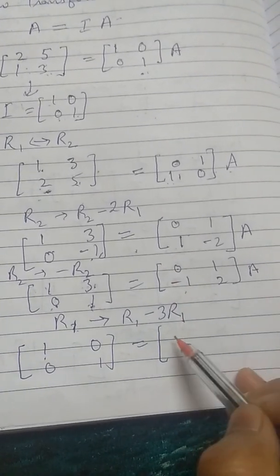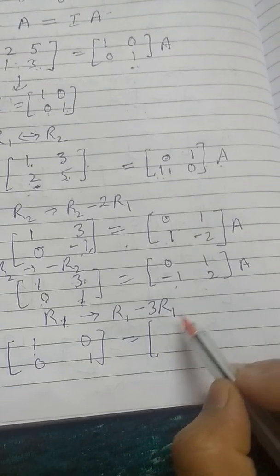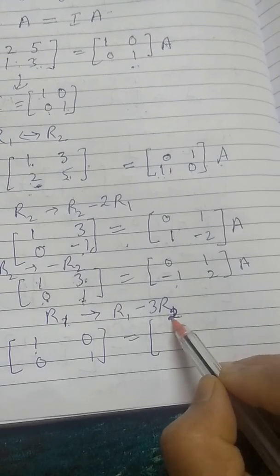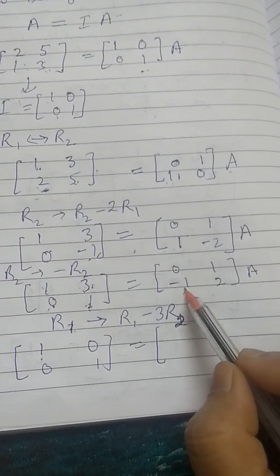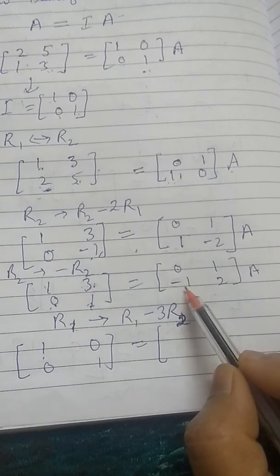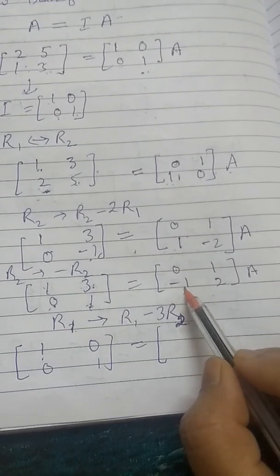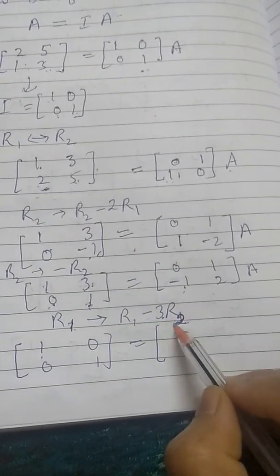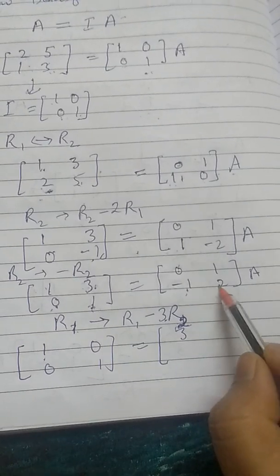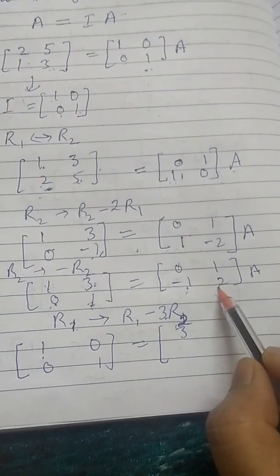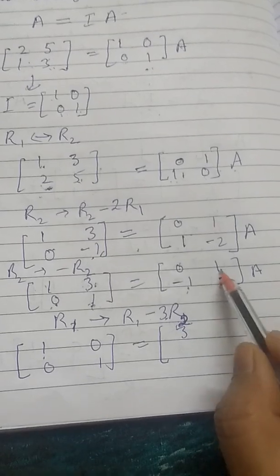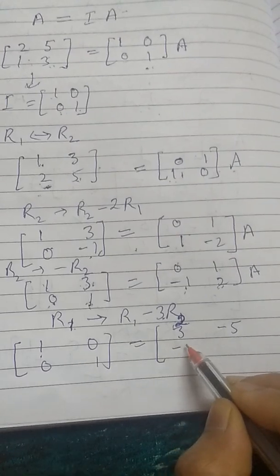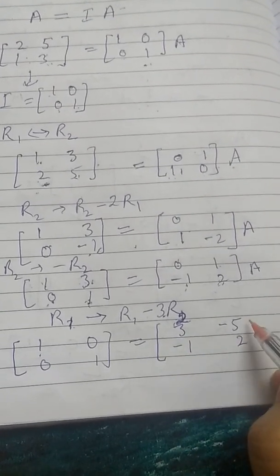Multiply this second row, here we have to write R1 minus 3 R2, because we have to multiply this second row. Minus 1 is there. Multiply this minus 1 with minus 3. It becomes plus 3. 0 plus 3, that means 3. And this element multiplied by minus 3 becomes minus 6. Minus 6 plus 1, that means minus 5. And this second row element as it is, minus 1, 2, into A.